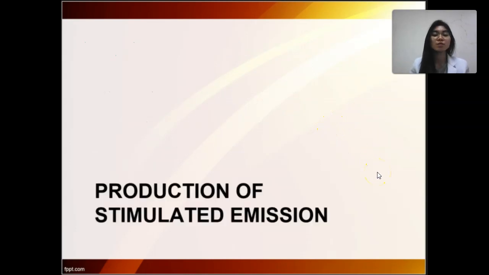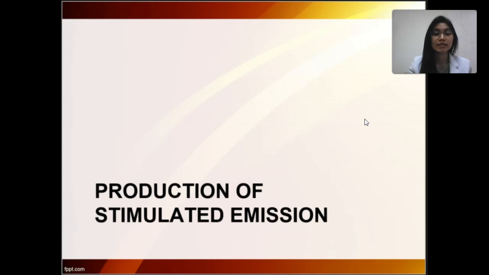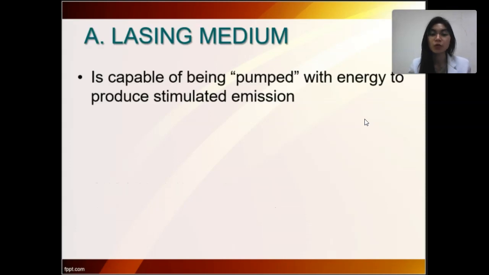The production of stimulated emission. So, paano ba natin na-produce yung laser itself? Of course, we will be needing these properties. We will be needing these structures. First one would be your lasing medium. Very important. Pinakauna would be your lasing medium. Your lasing medium should be capable of being pumped with energy to produce stimulated emission. Now, we have a number of lasing media.